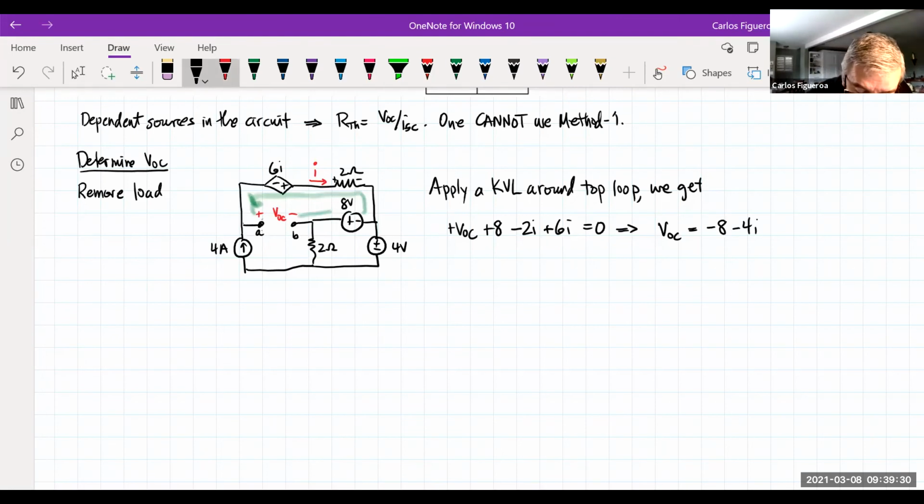However, check this out. There's only one current in this loop right here, and this outside branch. You can see that I has to be 4A. So therefore, this is going to give me minus 8, minus 16, minus 24 volts for VOC.